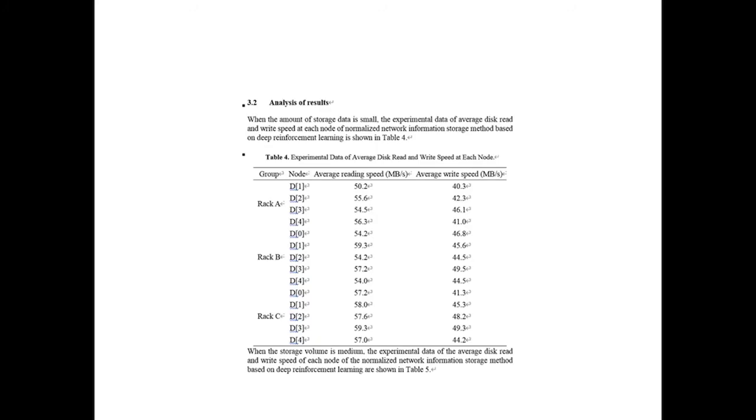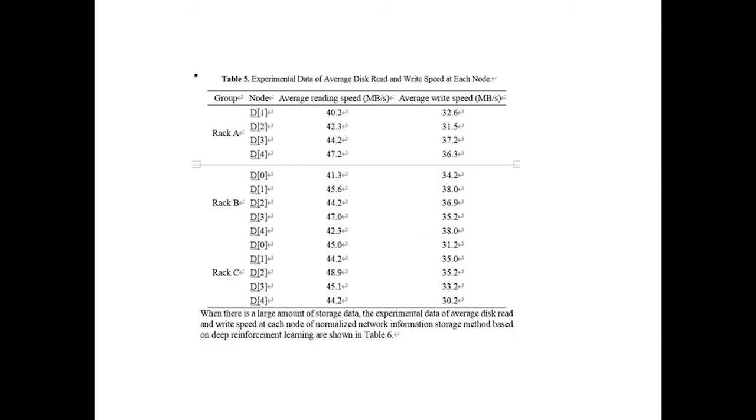When the amount of storage data is small, the experimental data of average disk read and write speed and each load of the normalized network information storage method based on deep reinforcement learning is shown in table 4. When the storage volume is medium, the experimental data on the average disk read and write speed are shown in table 5. When there is a large amount of storage data, the experimental data of average disk read and write speed are shown in table 6.